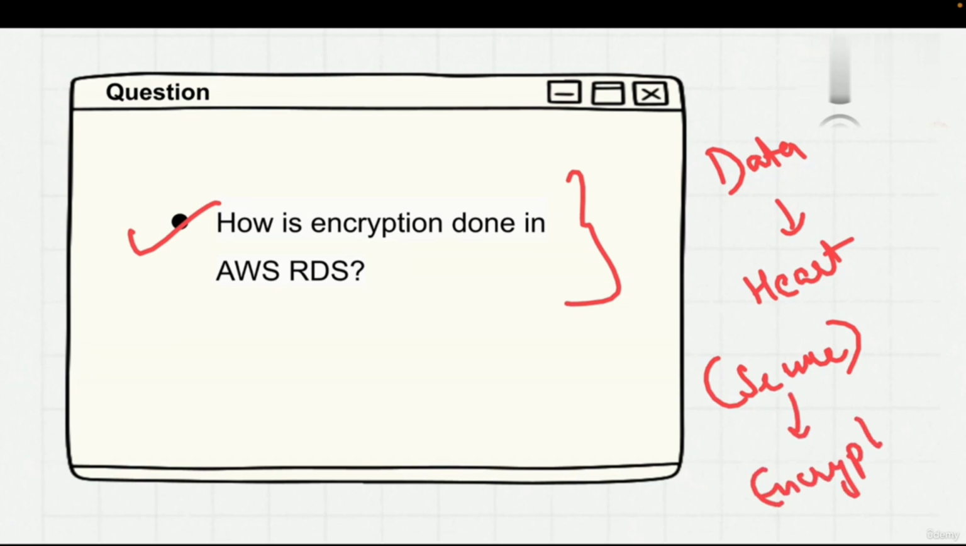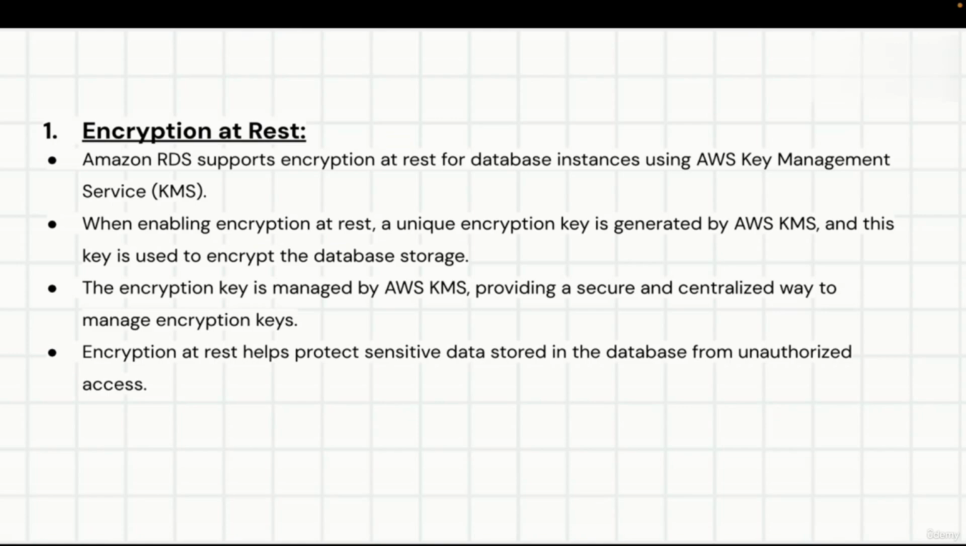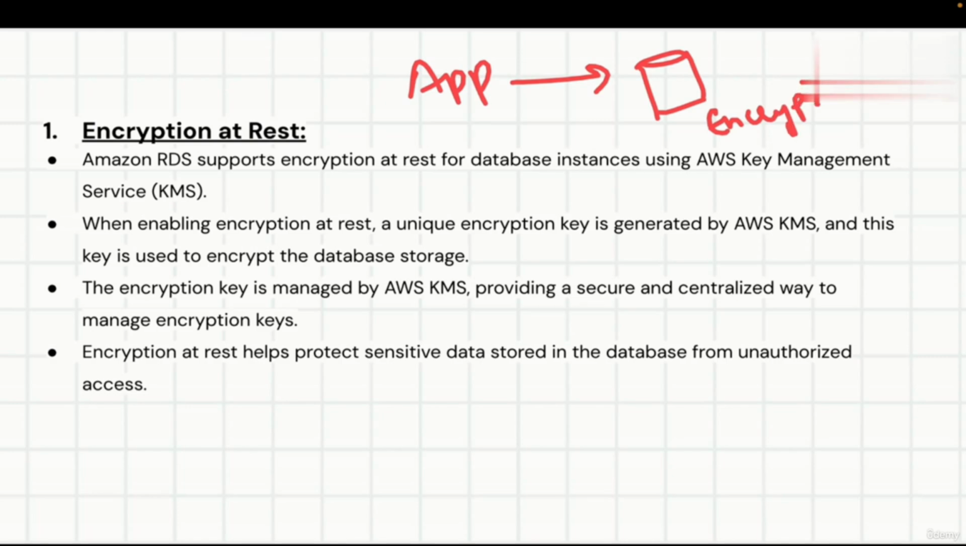There are two ways in which we can encrypt that. This question is generally asked when we want to understand databases at a greater level. So the first one is encryption at rest. When the data comes from the application and is put down into the database, it needs to be in encrypted form. That's why it is called at rest.